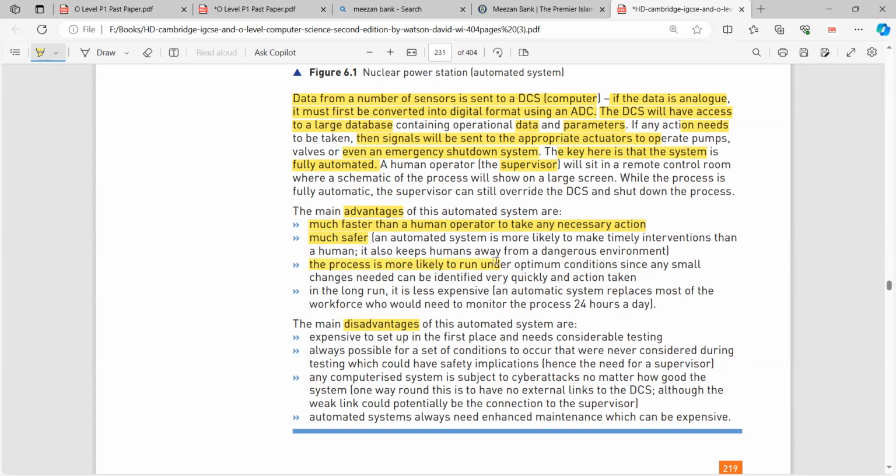थर्ड आपके पास क्या है कि द प्रोसेस इज मोस्ट लाइकली टू रन अंडर ऑप्टिमम कंडीशन सिंस एनी स्मॉल चेंजेस कैन बी आइडेंटिफाइड एंड वेरी क्विक एक्शंस कैन बी टेकन. एंड सेकेंडली दैट इन अ लॉन्ग रन इट इज लेस एक्सपेंसिव. एन ऑटोमेटिक सिस्टम रिप्लेसेस मोस्ट ऑफ द वर्क फोर्स. अगर आप इतने सारे एम्प्लॉयज रखते हो, हर एक डिपार्टमेंट के अंदर आपका एम्प्लॉय है, तो ऑब्वियसली वो सैलरी भी रिक्वायर करेगा, और ऑब्वियसली नो वन कैन वर्क 24 hours, 48 hours a day.